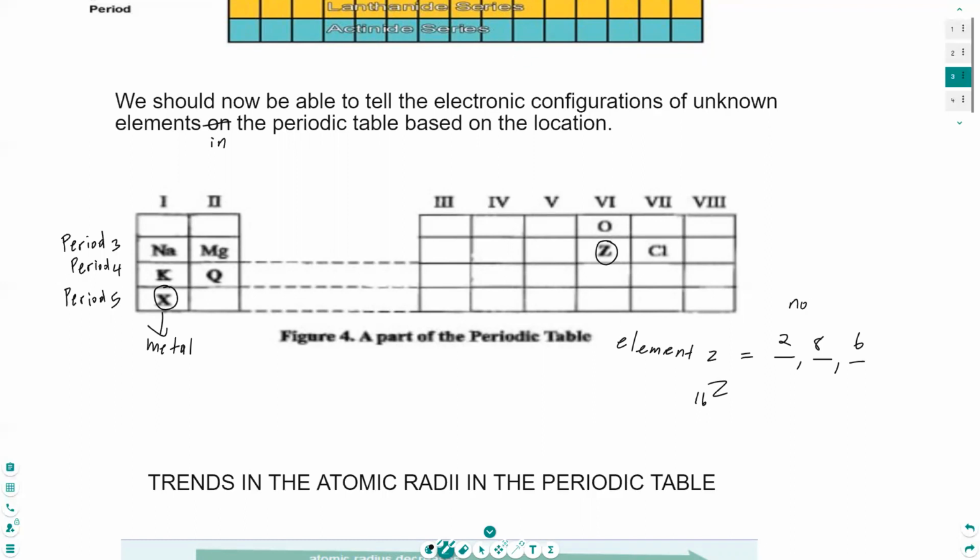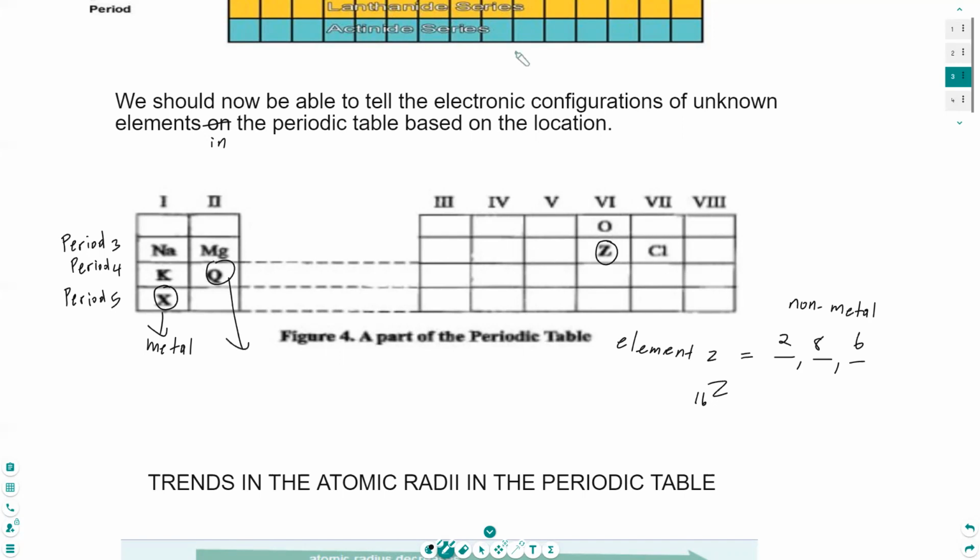We can also tell that element Z is a non-metal, because if you have more than 4 electrons on your outer shell, you are a non-metal. So we can see just by the positions of where an element is in the periodic table, we can tell what it is. We could also talk about element Q.